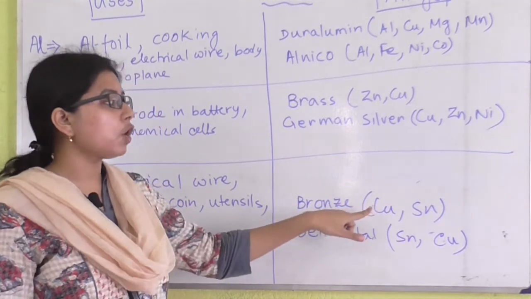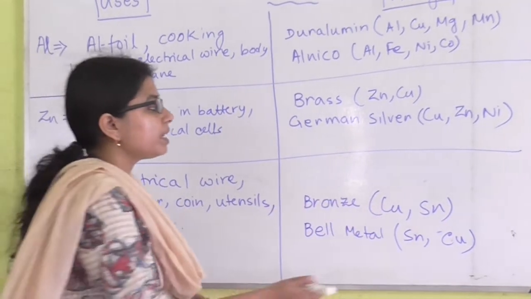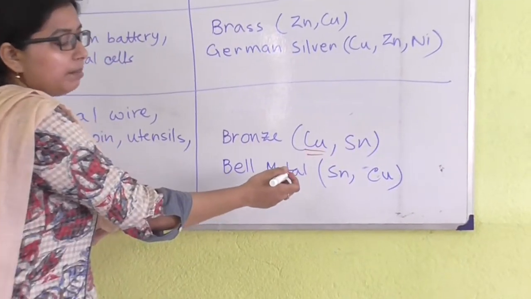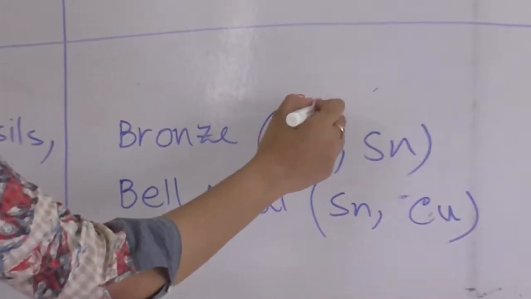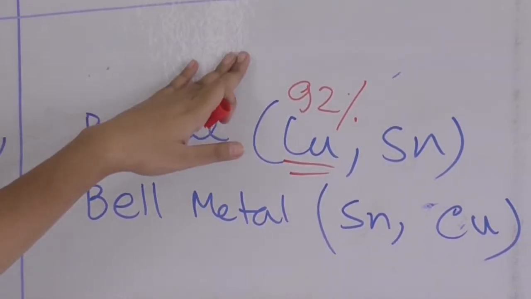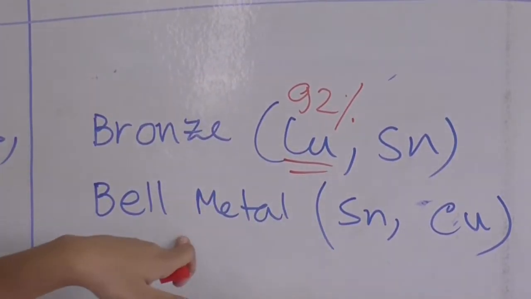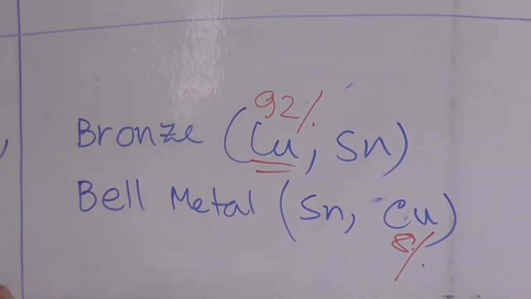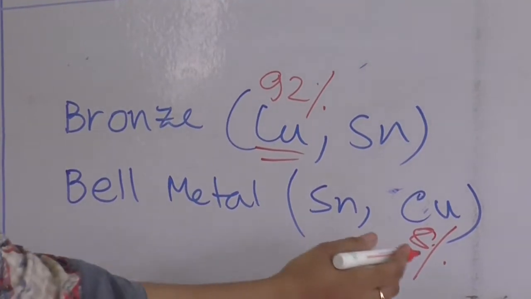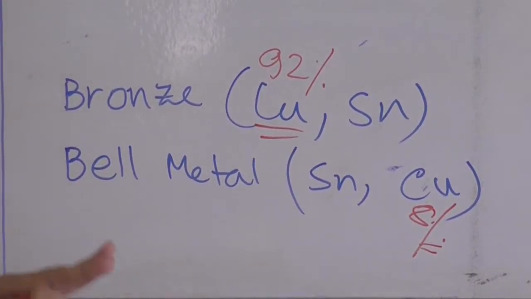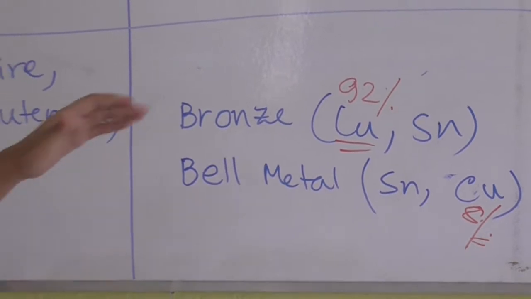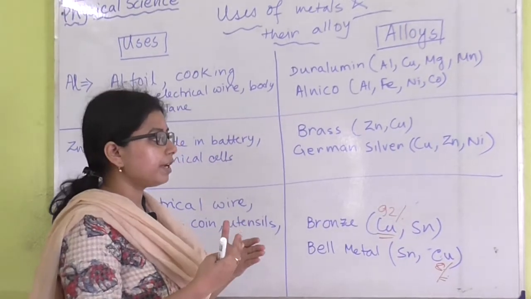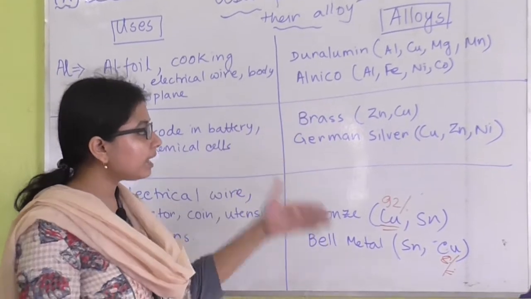I have written copper first here because the percentage of copper is much more in bronze with respect to bell metal. Okay, here the percentage of copper is almost 92%. Okay, and in case of bell metal, the percentage of copper is almost 8%. Okay, so 2 to 8% basically, that means less than 10%. So that is why the percentage in composition is different, and that's why the product is different.